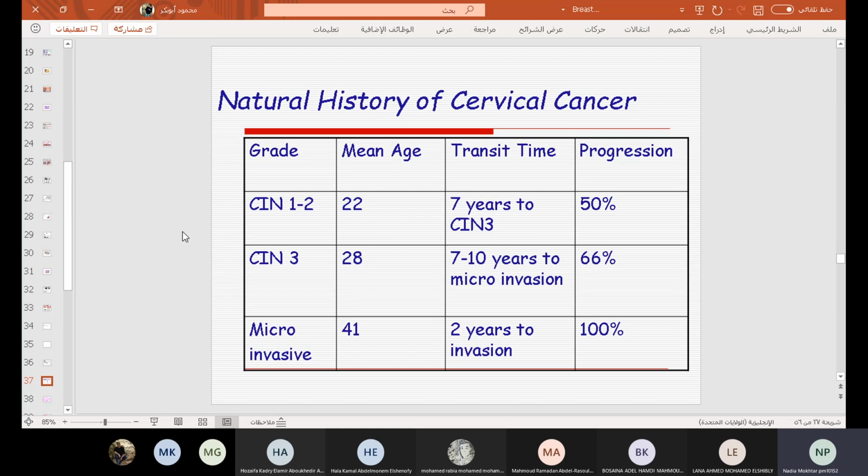Now, if you move to cervical intraepithelial neoplasia 3, then the mean age is a bit higher, and it takes again another 7 or even 10 years to produce cancer. The cancer then is around the age of 41, and it takes 2 years to invade in all the tumors. Once it is microinvasive, it will form invasive cancer in all the cases.